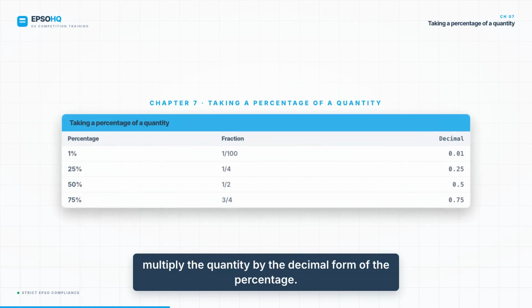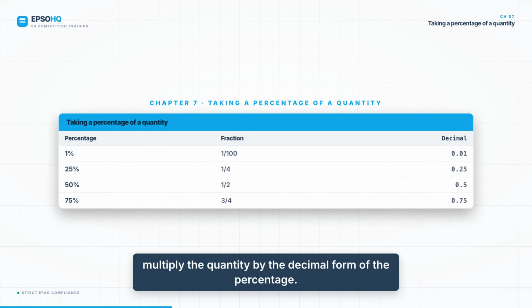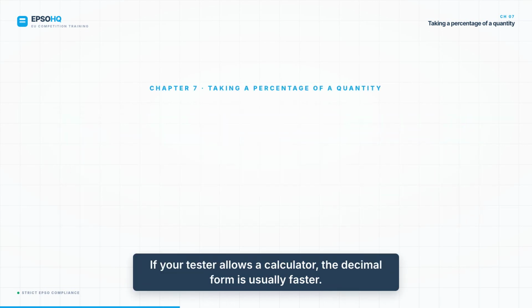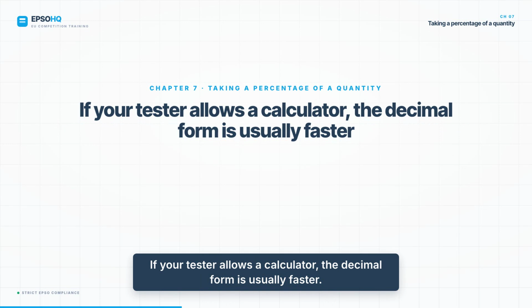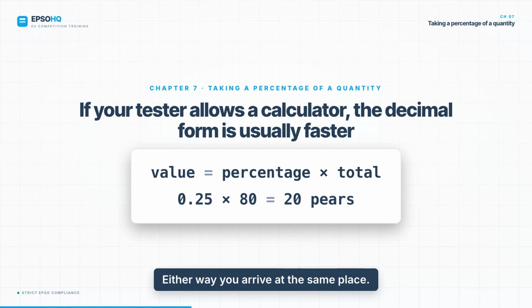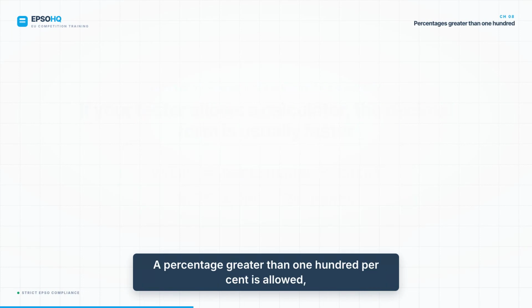To take a percentage of a quantity, multiply the quantity by the decimal form of the percentage. 25% of 80 pairs is 0.25 times 80, which is 20 pairs. If your tester allows a calculator, the decimal form is usually faster. If not, the fraction form is often kinder to mental arithmetic. 25% is 1/4. Quarter of 80 is 20. Either way, you arrive at the same place.